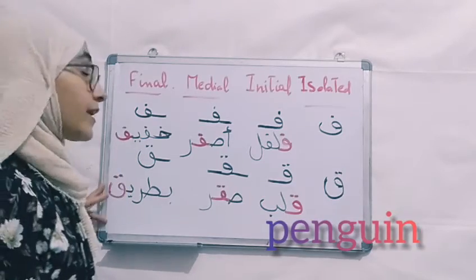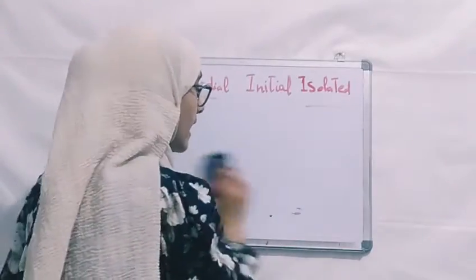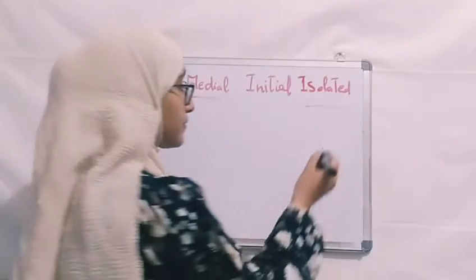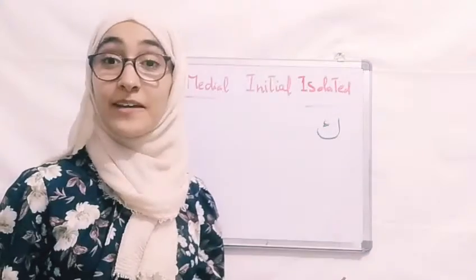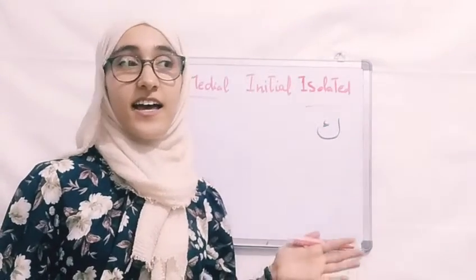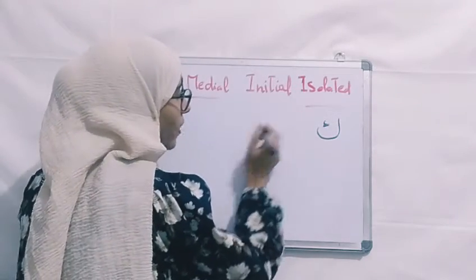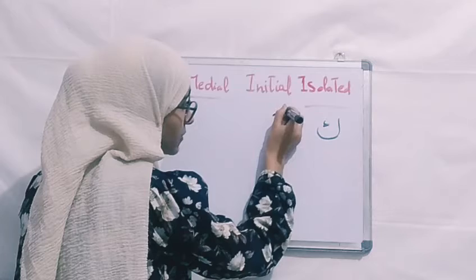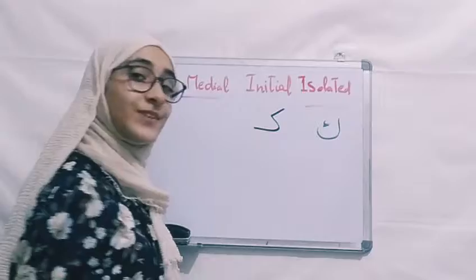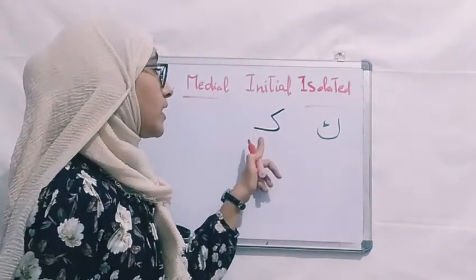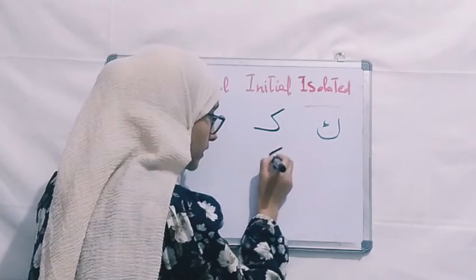Okay. Then we have كاف and لام. Kaf is interesting one because it changes. So in the initial form, see how I'm doing it. You start from this way and you go down. So it changes. Kaf, like this. You start from here, then you go down.